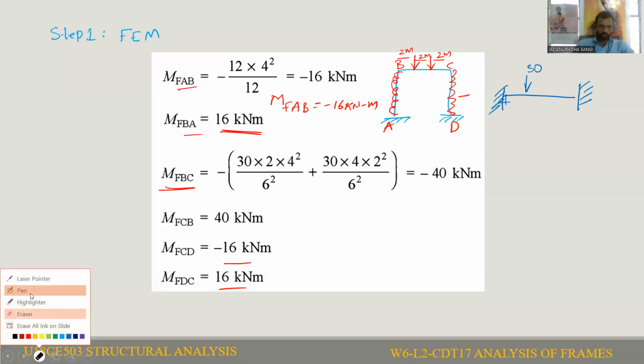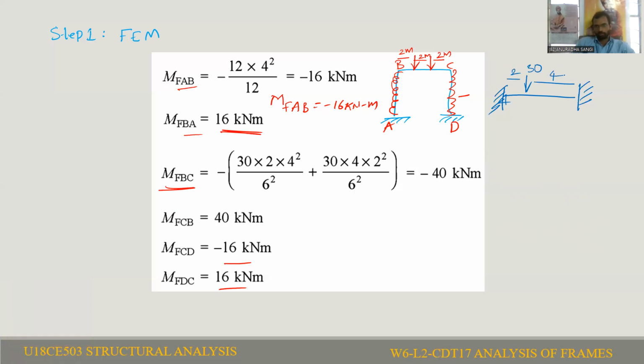So now in this case, a will be 2 and b will be 4. We know if an eccentric point load is acting, then MFAB is equal to minus WAB square by L square. Let us say this is B and this is C in our case. So MFBC is equal to minus WAB square by L square, and MFCB will be equal to plus WA square B by L square.